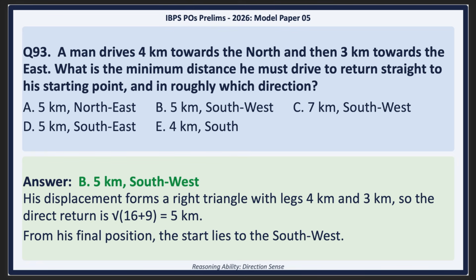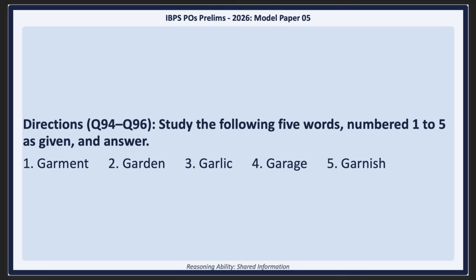Questions 94 through 96 pivot to dictionary order. We are given 5 numbered words. 1 is garment, 2 is garden, 3 is garlic, 4 is garage, 5 is garnish. We have to alphabetize them. Now, I always just scan the first letter, see they are the same, and start to panic. That's completely normal, but you have to actively ignore the GAR chunk because every single word shares it.